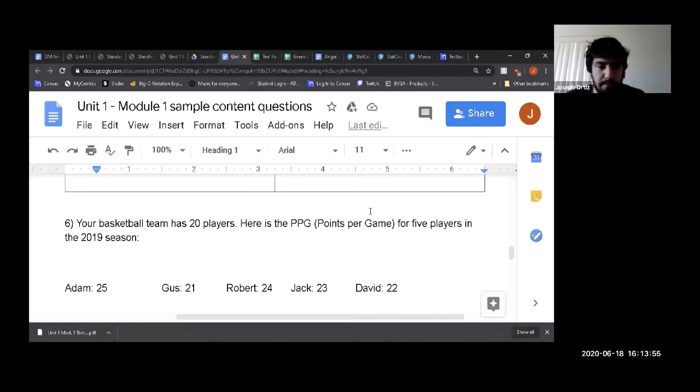So right there, number 6: your basketball team has 20 players. Here's the points per game for 5 players in the 2019 season, and then it gives you the players and the number. So go ahead and write down that information.